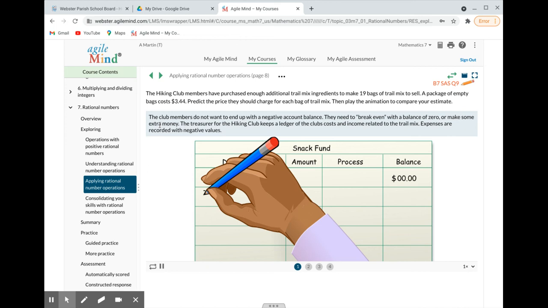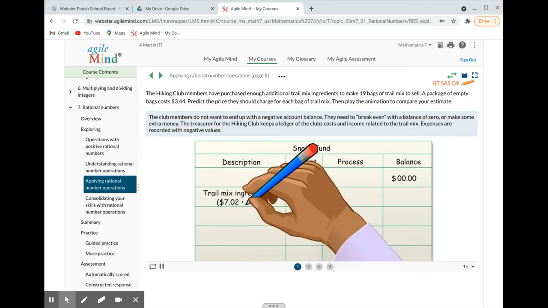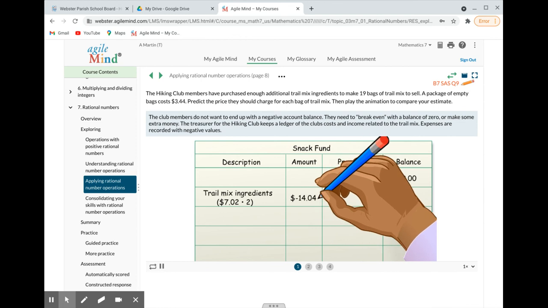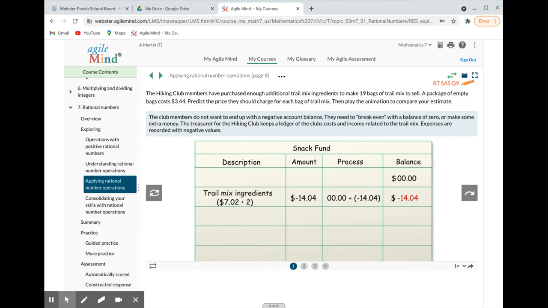Haley, go ahead and read this for us, please, ma'am. The hiking club members have purchased enough additional trail mix ingredients to make 19 bags of trail mix to sell. A package of empty bags costs $3.44. Predict the price they should charge for each bag of trail mix.